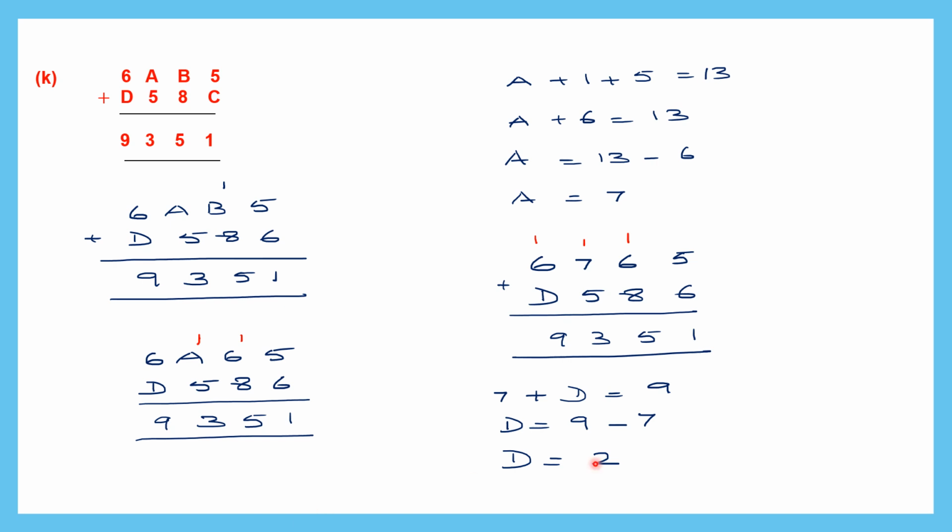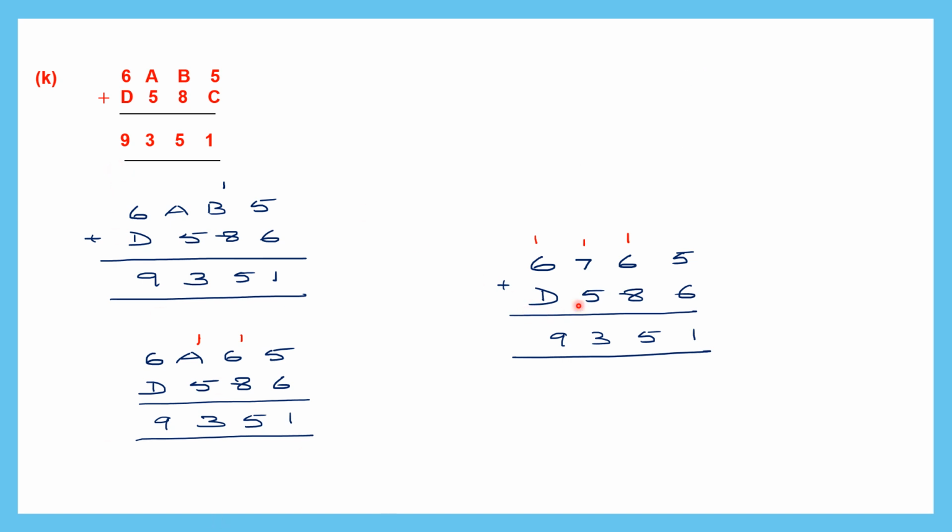So we have found the value of D also. D is equal to 2. So let's substitute it here and see whether we get this answer. So D is equal to 2. Let's substitute. In the place of D, we're going to put 2 and see what we get. So we have 6, 7, 6, 5 plus D, we are writing 2, 5, 8, 6.